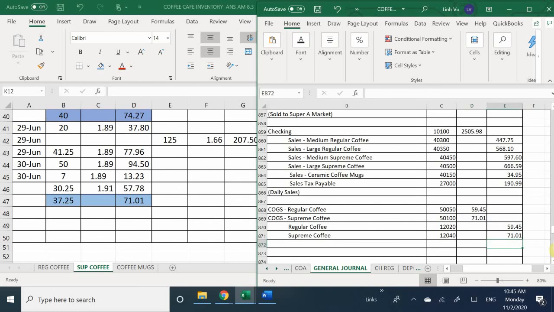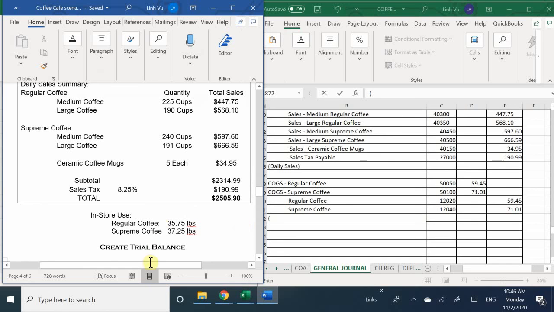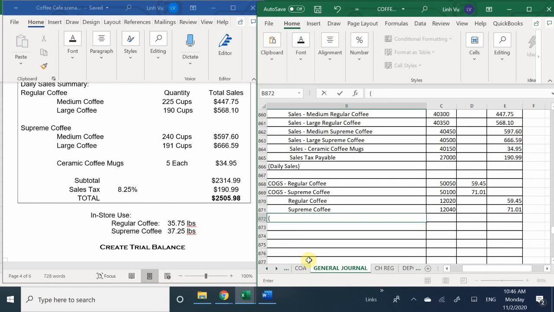And then lastly, what did I do with this coffee? Why did I calculate this cost of goods sold? What did I use this coffee for? To sell it for sales. Okay. In store use. Okay.